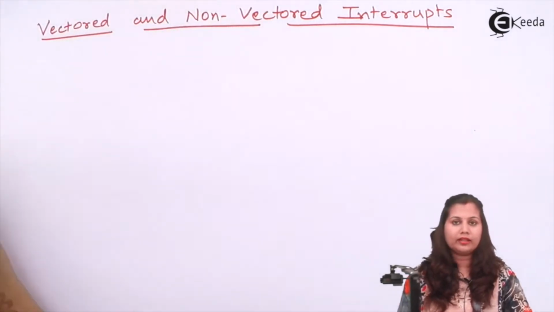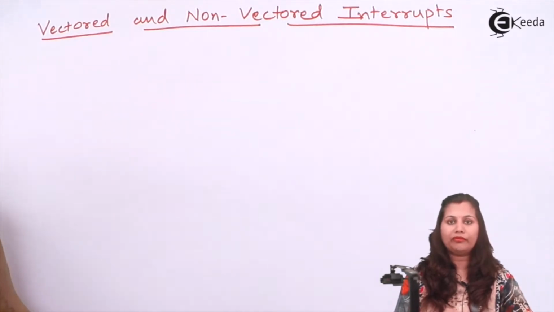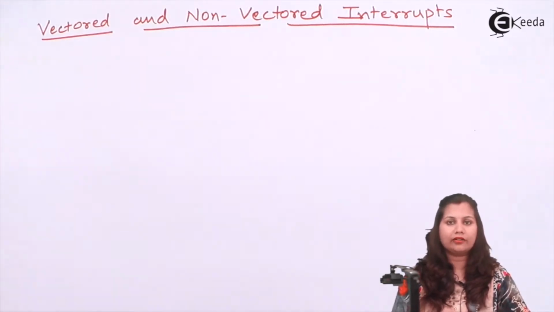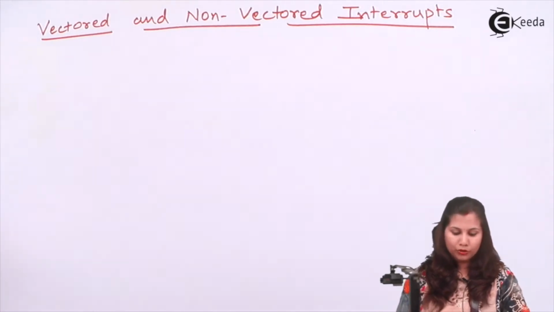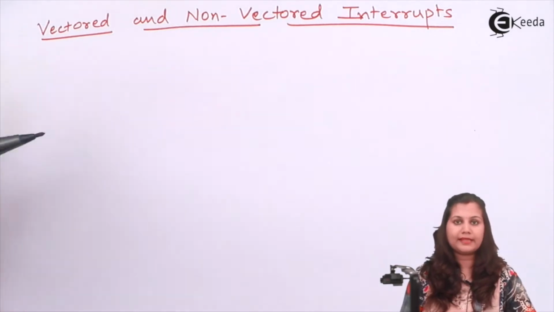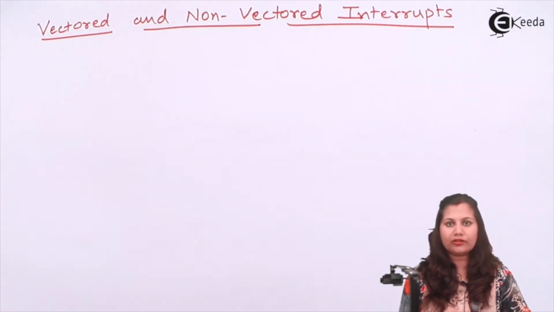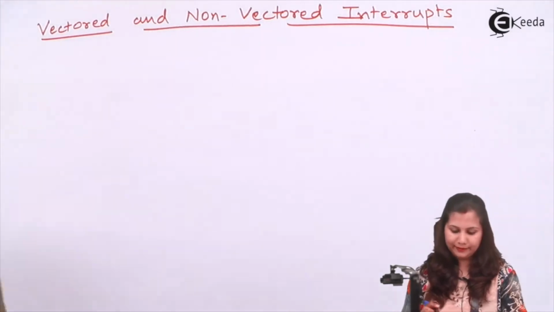Now non-vectored interrupts are those interrupts for which the interrupt vector address, that is the address for the interrupt service routine, is provided by the external device which is interrupting the microprocessor. So we can say that vectored interrupts have a fixed interrupt vector address, and non-vectored interrupts require the interrupt vector address to be provided by the external device.